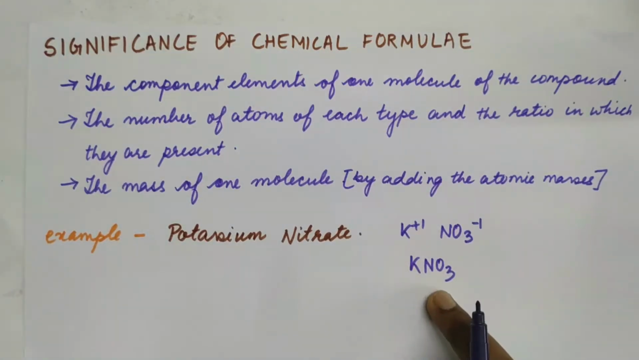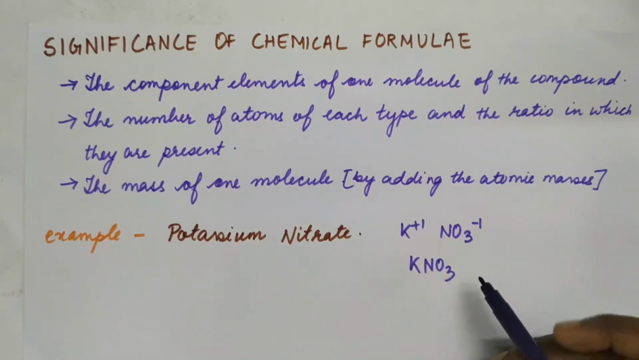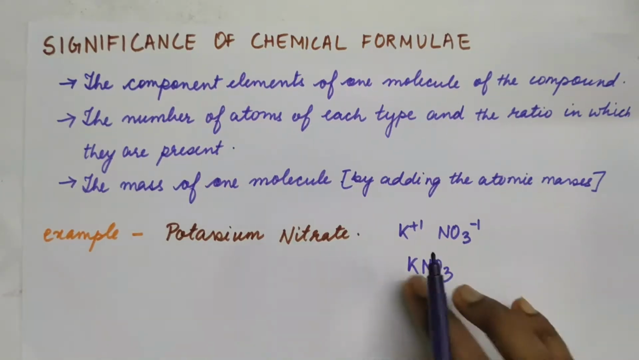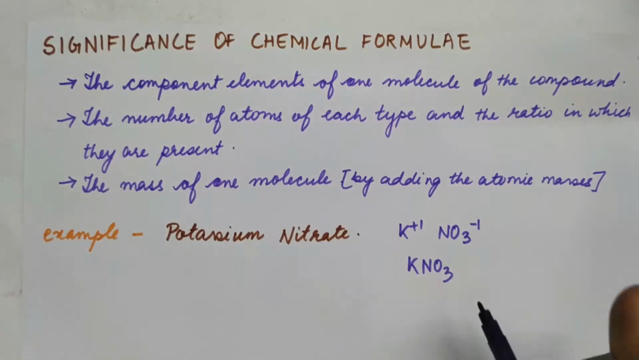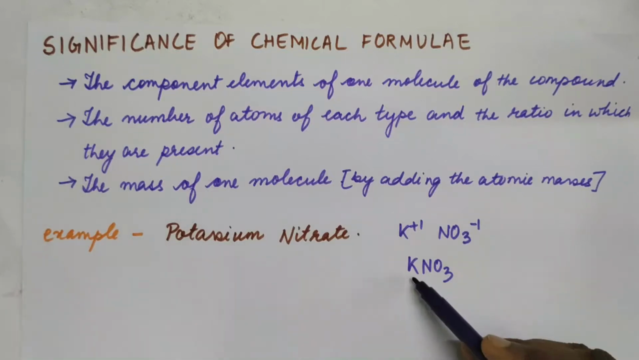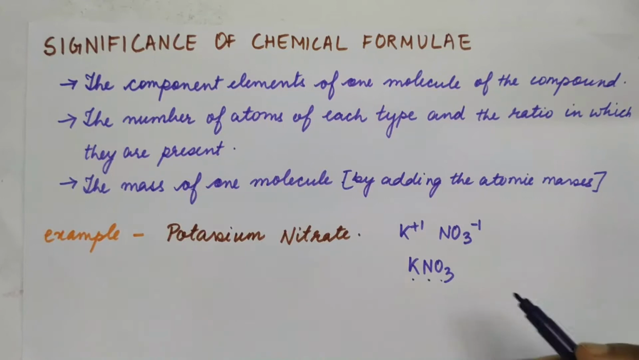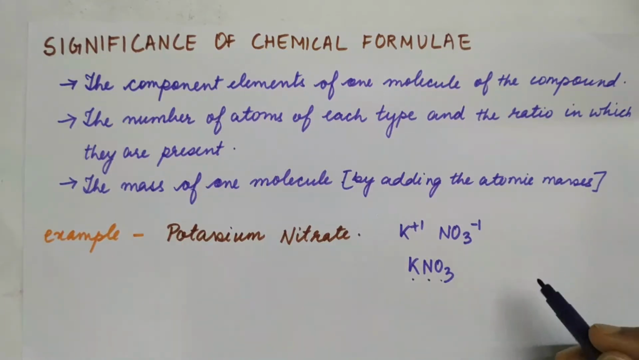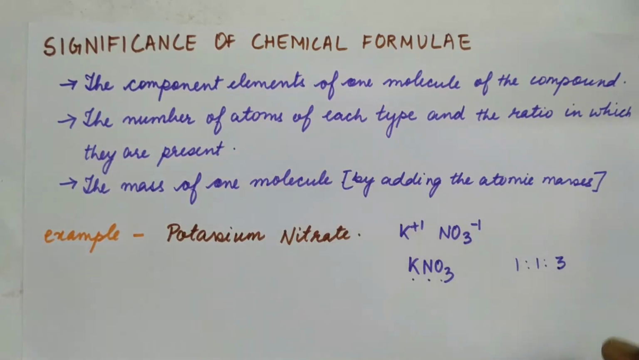So what do we understand from this formula that you see? You can understand that this molecule consists of potassium and nitrate ions, right? Now if I tell you that one molecule of potassium nitrate consists of one atom of potassium, one atom of nitrogen and 3 atoms of oxygen, I can write the ratio as 1:1:3. So you can write the ratio also like this.